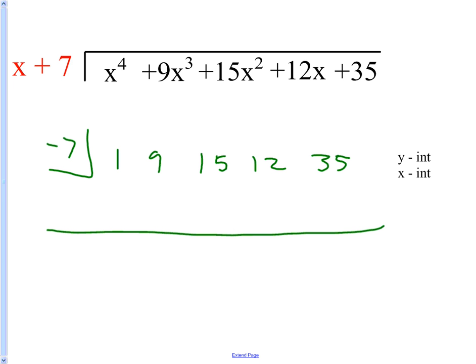Okay, there I have it all set up. Drop the 1 as your first thing. You could think of that as adding 1 plus 0, because you always add down. And then multiply diagonal like this. 1 times negative 7 is negative 7. And then add down 2. Multiply diagonal, negative 14. Add down 1. Negative 7. 5 times 7 is positive 35.